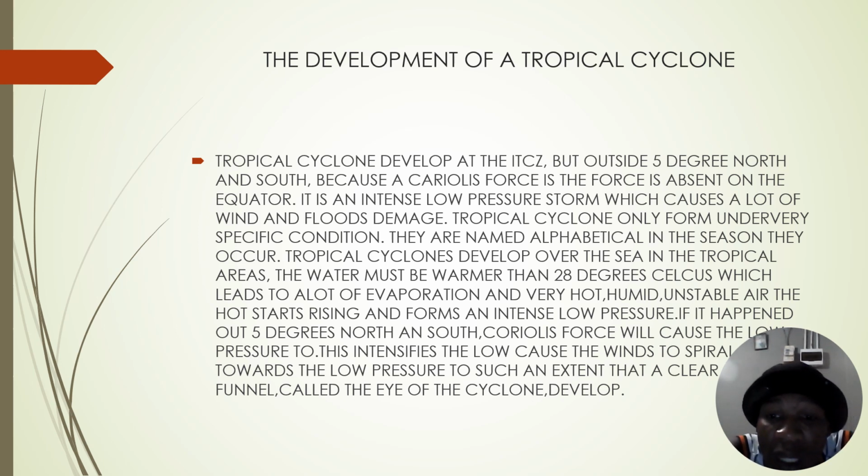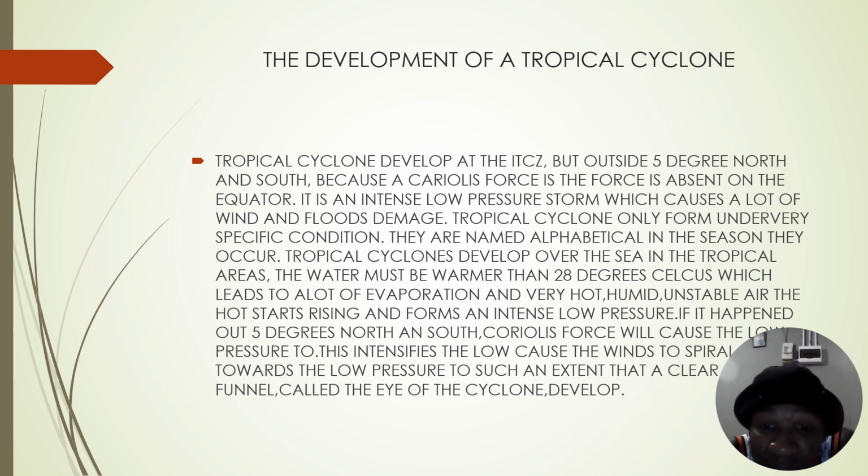Tropical cyclones develop over the sea in the tropical areas. So the tropical cyclone doesn't develop on land, it develops in the sea, in the ocean. The water must be warmer than 28 degrees Celsius, which leads to a lot of evaporation and very hot, humid, unstable air, and hot air starts rising from an intense low pressure. If it happens outside 5 degrees north and south, the Coriolis force will cause the low pressure to form.